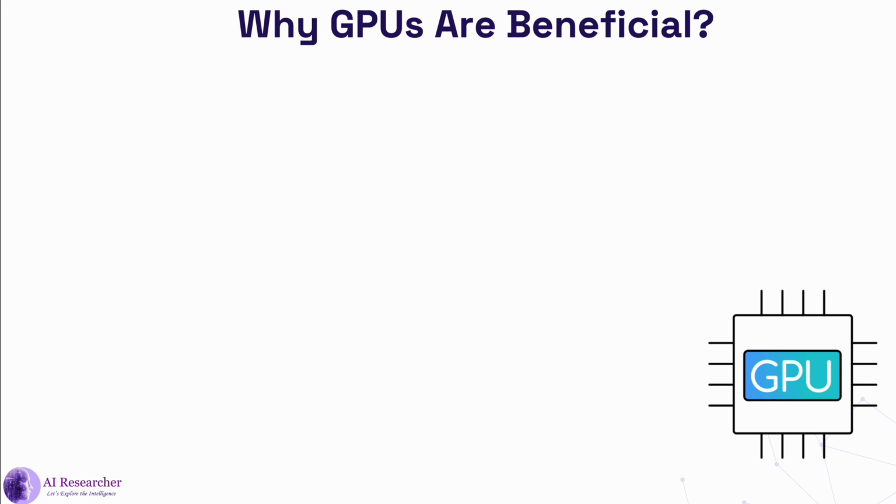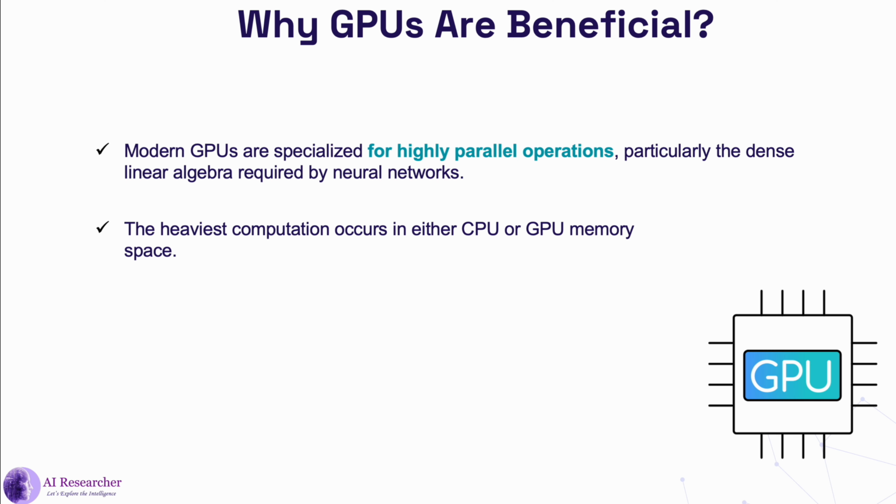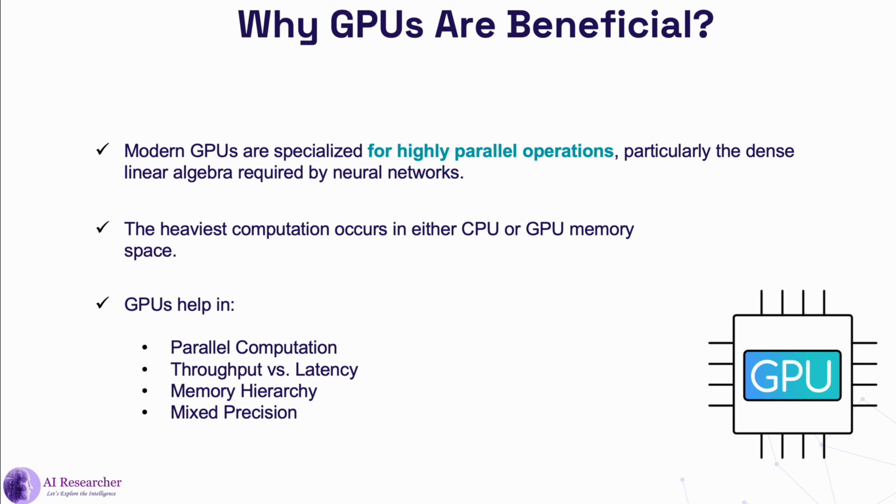Now, why are GPUs beneficial? You can run LLMs locally on the CPU, and also on GPUs, but the benefit of using GPUs is parallel processing power. Modern GPUs handle many simultaneous operations. They are perfect for large language models, which involve large matrix multiplication. The heaviest computation occurs in either the CPU's or the GPU's memory space. They provide high throughput and lower latency, which means a GPU can generate multiple tokens per second.